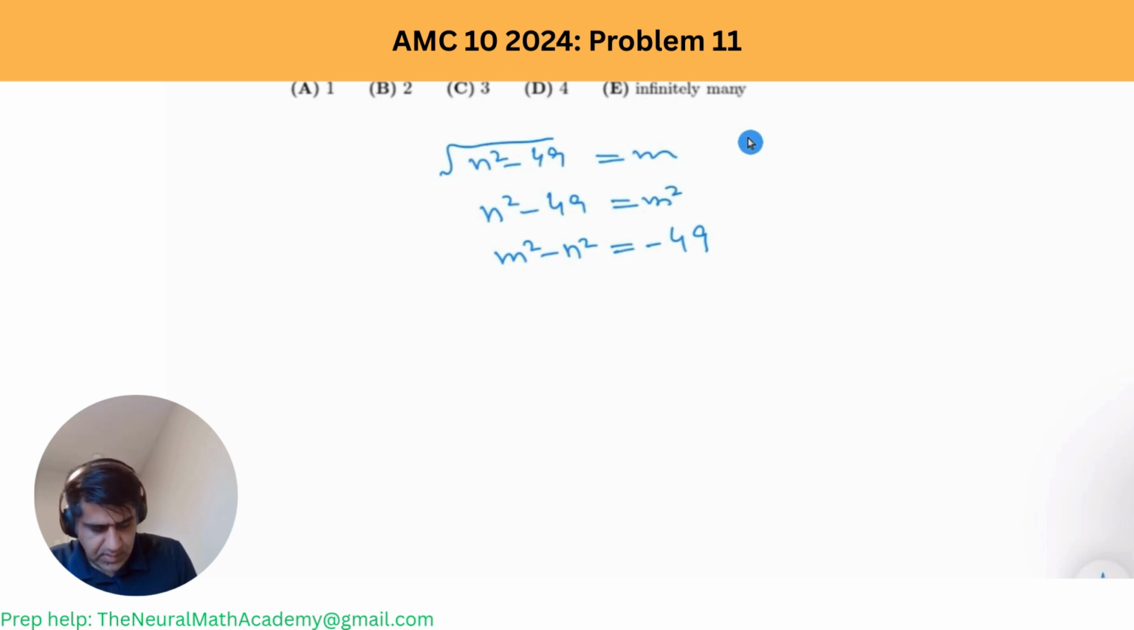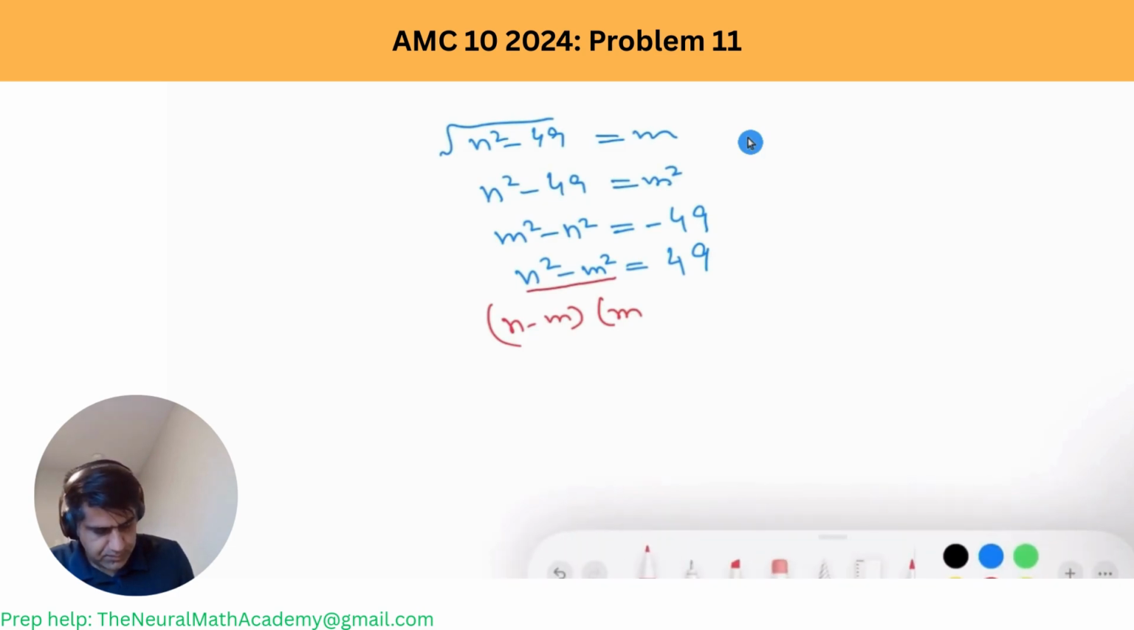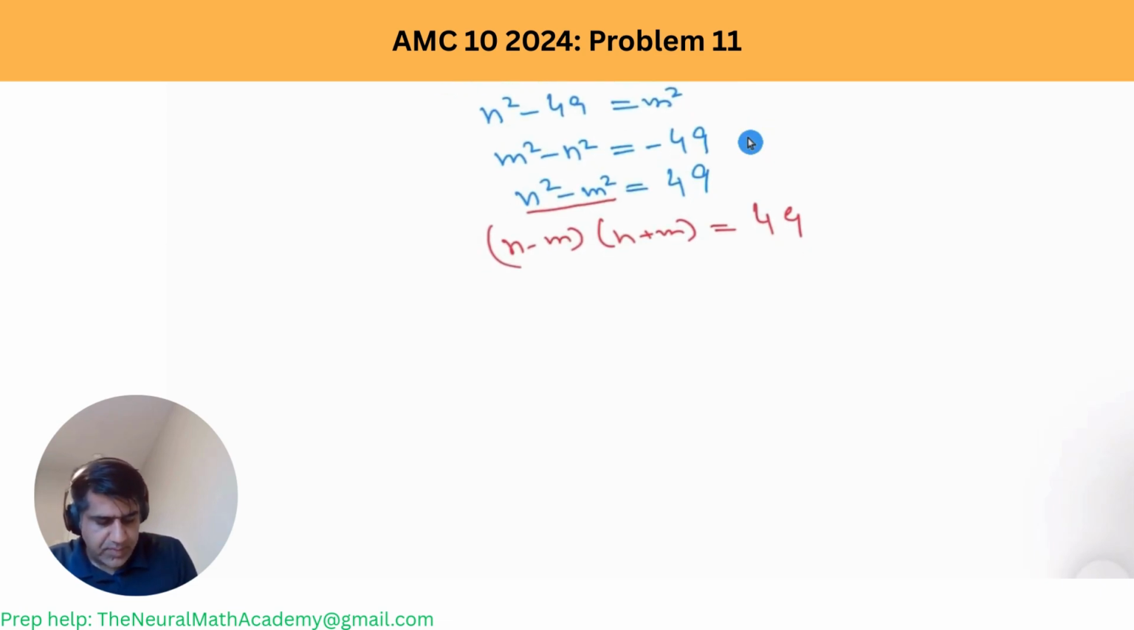Now we see that this is a difference of squares, so we can set it up like that. I can write (n minus m) times (n plus m) equals 49. From here we can see which ordered pairs satisfy this equation, and those are the ordered pairs possible for m and n.